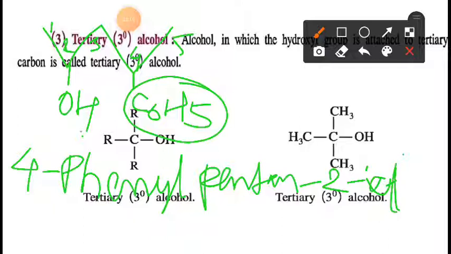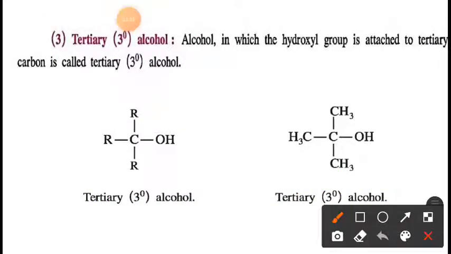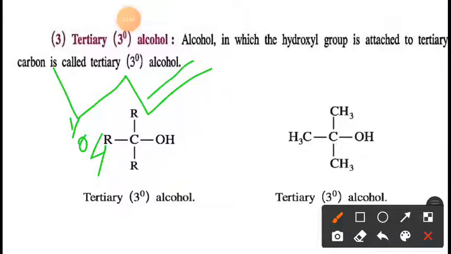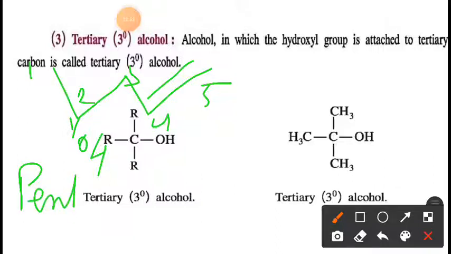Now next is, suppose it is like this, and here OH is there. So at that time, how will we give the number? Suppose this is 1, this will be 2 3 4 and 5, right? So how many carbons? 5 carbons means pent, okay.